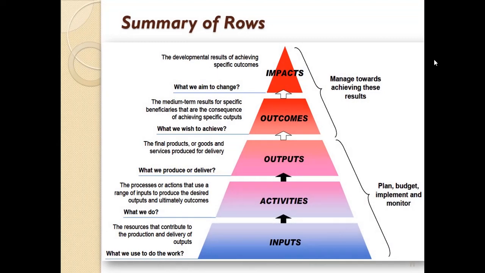Okay, so this is your summary of the rows. You have inputs, the resources that can be used for implementation, and the inputs influence how the activities are done. The activities are what you do to produce the desired outputs, and the outputs are the immediate products, goods or services that are derived from a combination of activities and inputs.